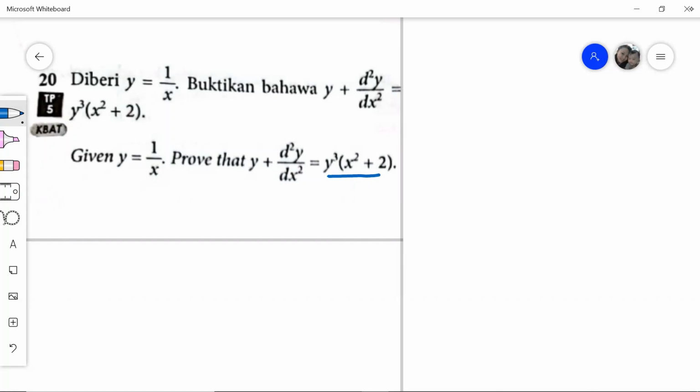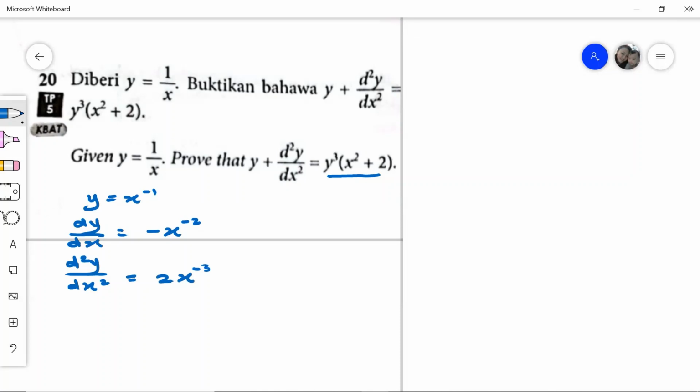So let's start with y equals x to the power of -1, so that it's easier for us to differentiate this way. So we have negative x to the power of -2, and then continue to do the second derivative. We will have 2x to the power of -3.